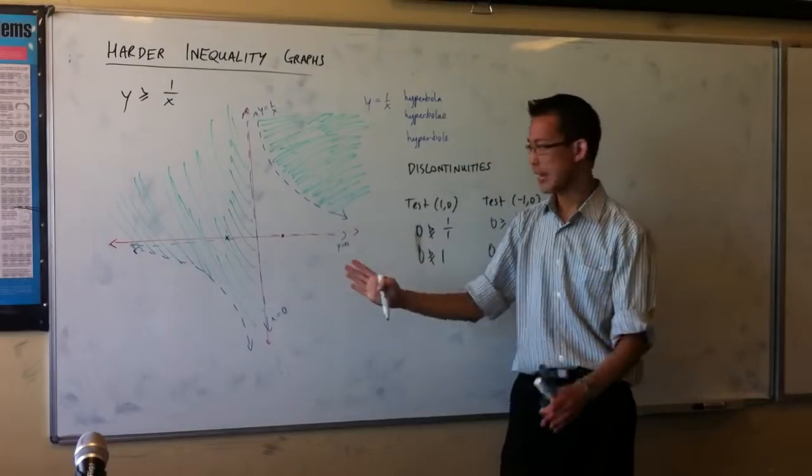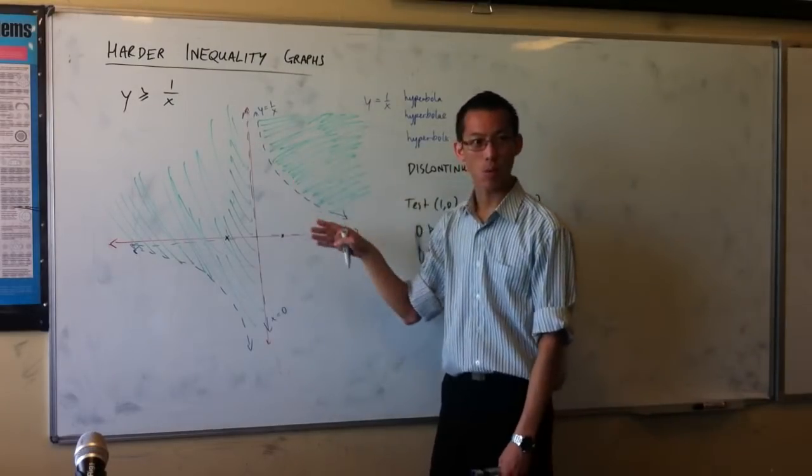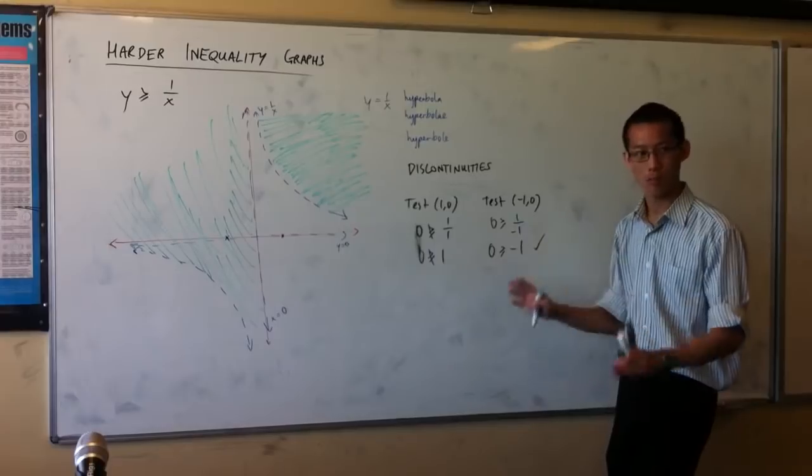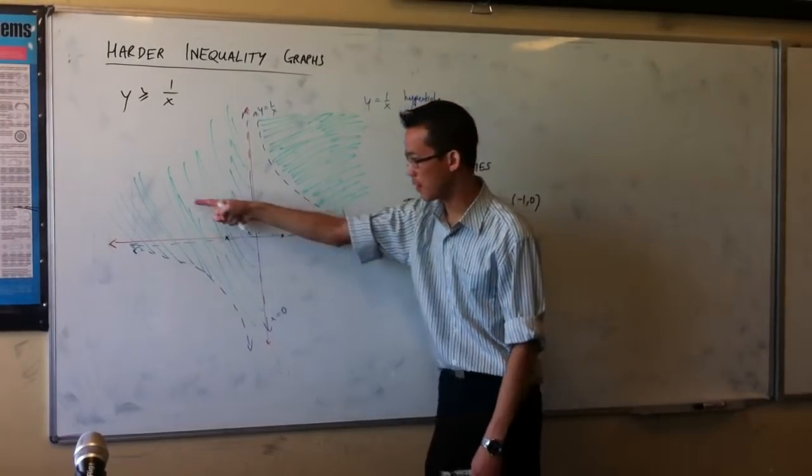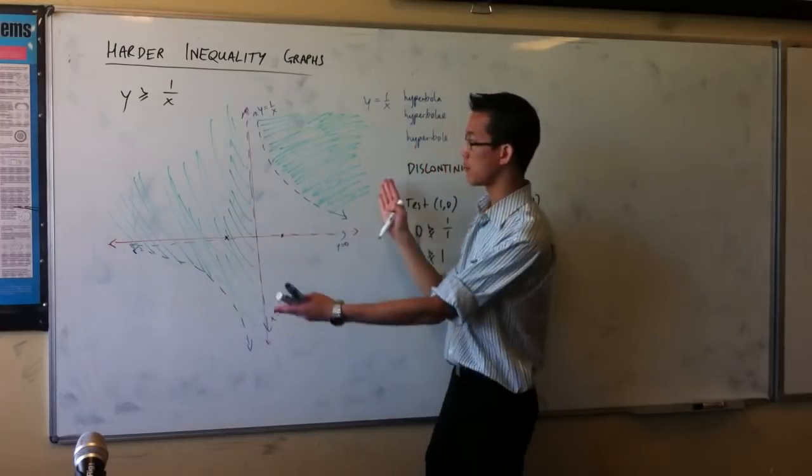So, when you're working out where your boundaries are, when you've got discontinuities, you just got to be more careful. For each branch, test the point. Test it above or below. And then you'll know where you are.